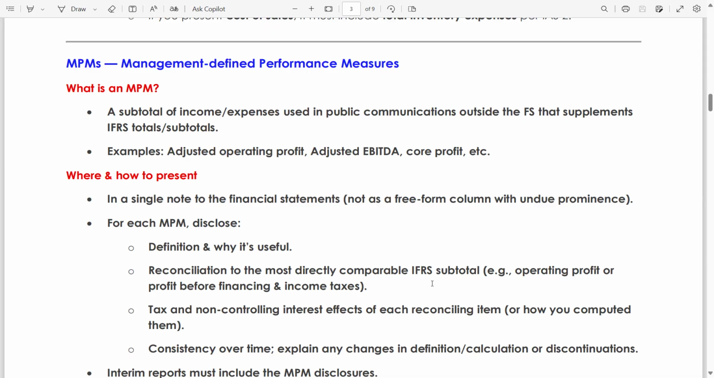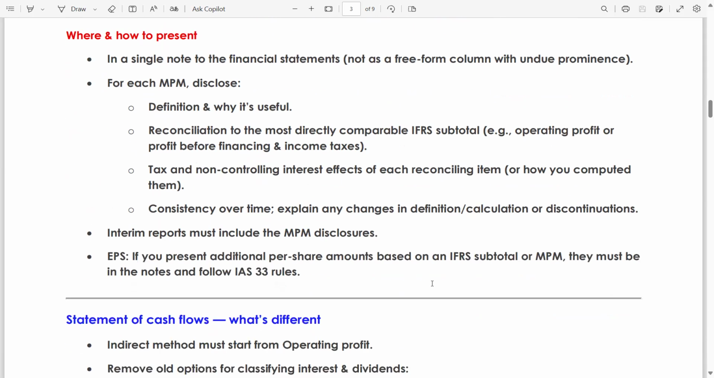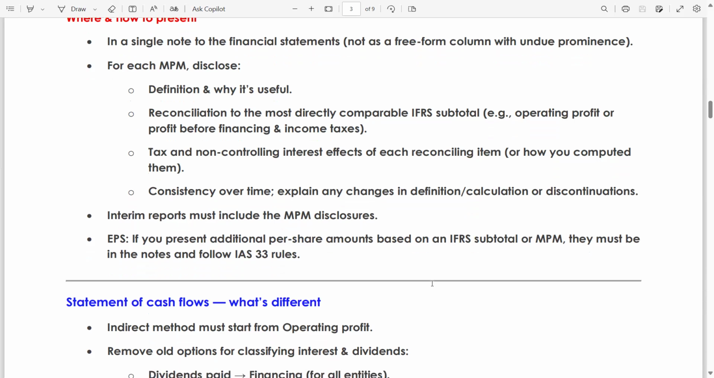PBIT. Tax and non-controlling interest effects of each reconciling item or how you computed them, consistency over time, and explain any changes in defining calculation or discontinuations. EPS: if you present additional earnings per share amounts based on an IFRS subtotal or MPM, they must be in the notes and follow IAS 33 rules.